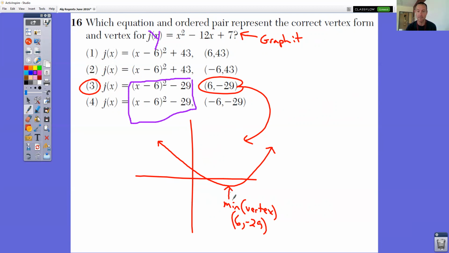So you do have to find the min, which is the vertex. So second, calc, and do your min. It's 6, -29, not -6. -6, -29 would be over in here. So it is choice 3. Again, you'd have to type these into your y equals and see which one matches.